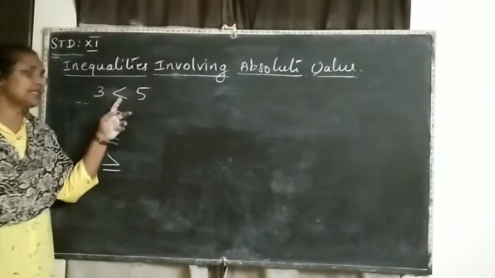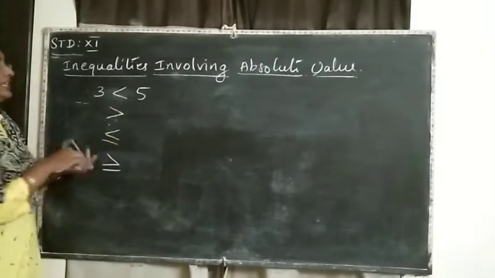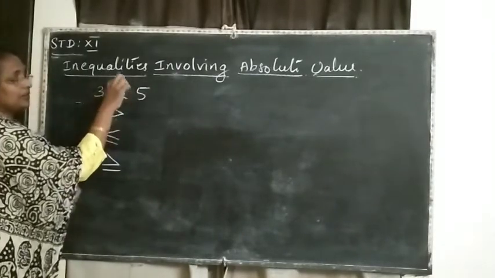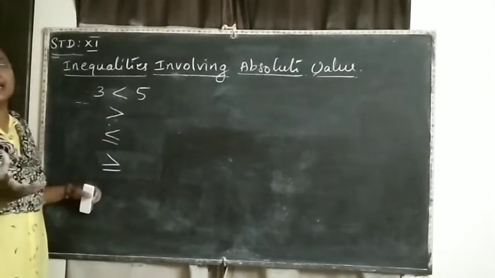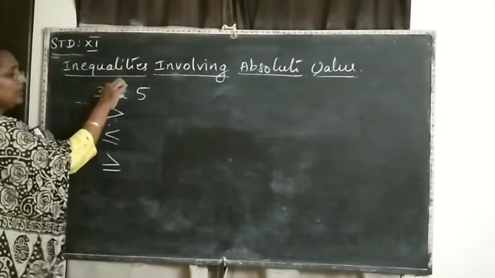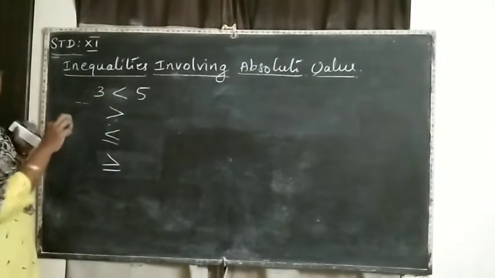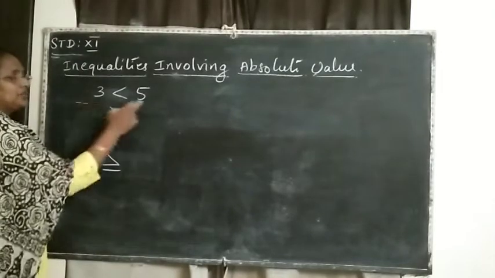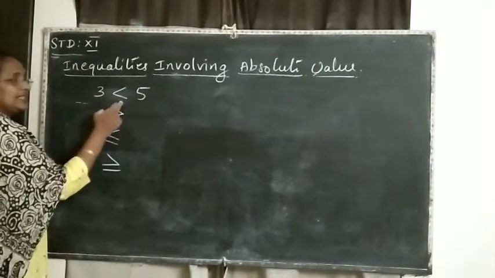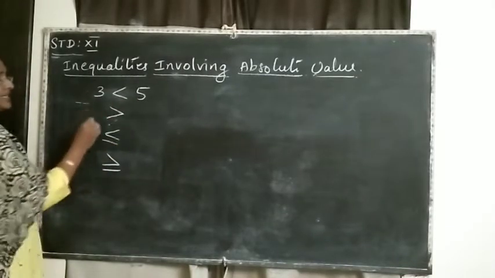I have used this sign. 3 is less than 5. So the open side of the sign faces the number that is bigger, and the narrow side faces the number on that side that is smaller. Yes or no? Now I should read it as 3 less than 5. Okay, now reverse it and write what will be the answer.